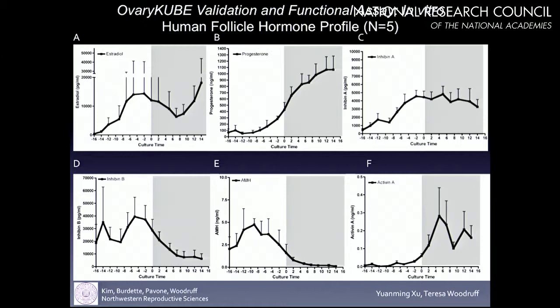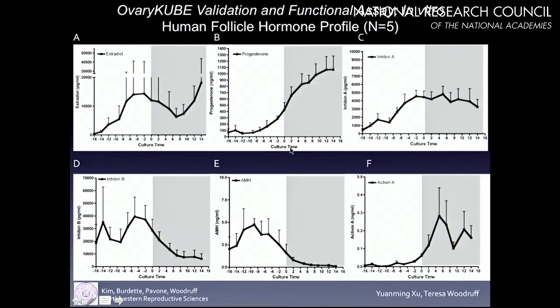By the addition of FSH and HCG, we can mimic the expression and production of hormones like estradiol, progesterone, inhibin A, inhibin B, AMH, and activin A. You can see that, for instance, for estradiol, there is a rise in estradiol during the follicular phase, and then you add HCG to mimic ovulation, and then you see a decrease. Whereas with progesterone, you start seeing an increase in progesterone production after the addition of HCG, which is around the time of ovulation.